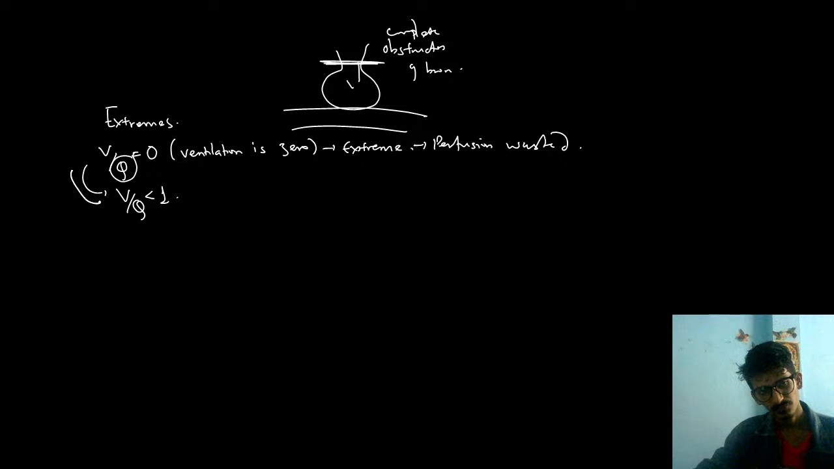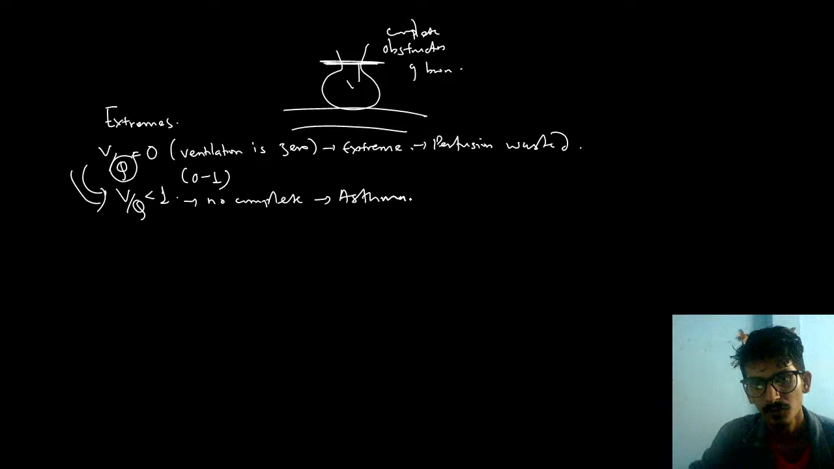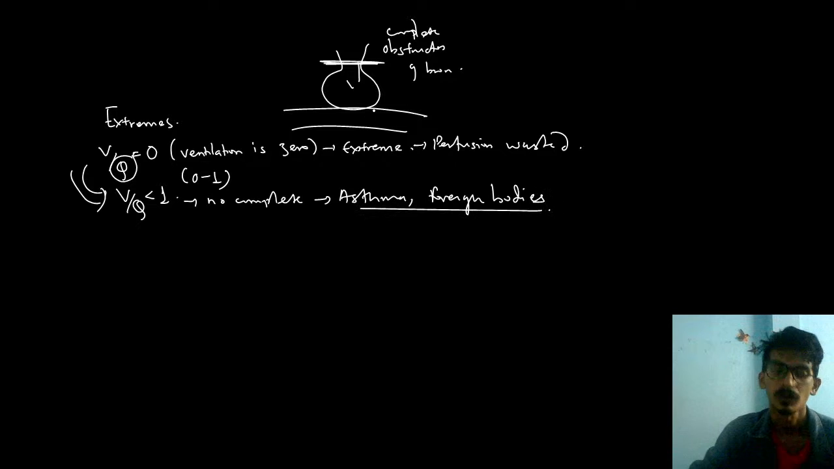A little less than this extreme condition can be ventilation perfusion less than 1, that means from 0 to 1. That means there is no complete obstruction. There is some obstruction but not complete. We can have this in asthma, and in foreign bodies. In any case of airway obstruction, the ventilation perfusion ratio can be lesser than 1.